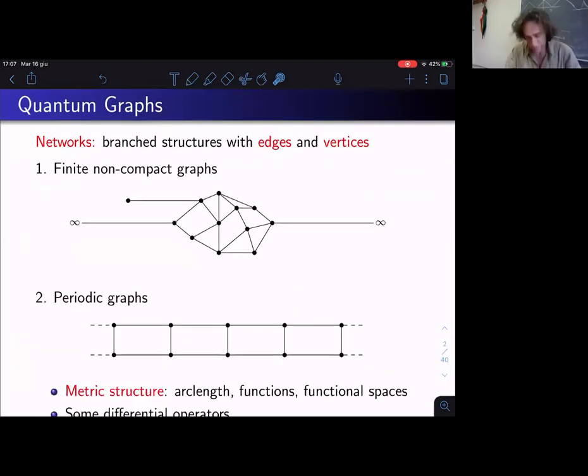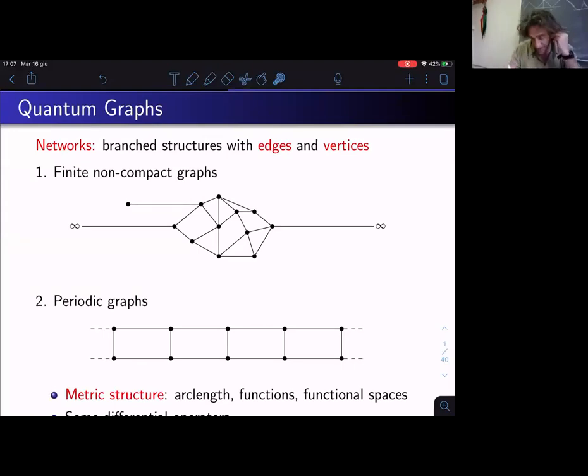So we'll talk about networks, and also I will use, I'm somewhat authorized to use the word quantum for graphs. The basic idea is that we have a branched structure. What do I mean? I mean that there are some basic elements, which are vertices or nodes, and vertices can be connected by lines, segments, and these are the edges or arcs. And of course, this is a very general structure.